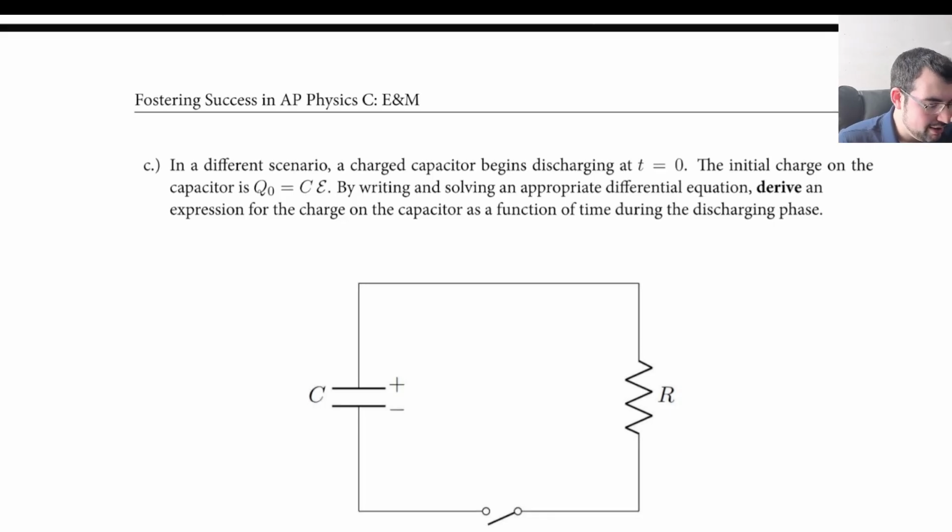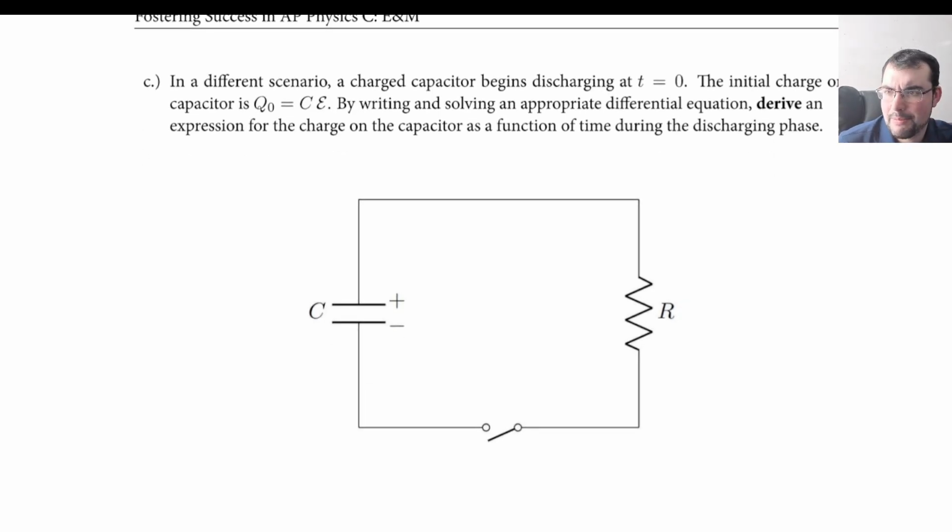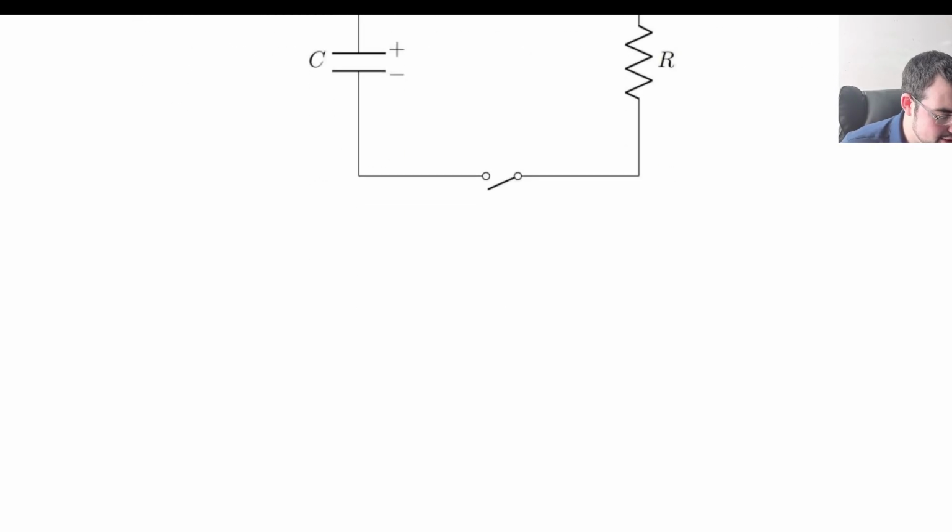All right, now let's do it backwards. Let's do it backwards, where we have the charged capacitor, Q naught is C times epsilon, and it goes through a resistor. So we'll set it up exactly the same way.